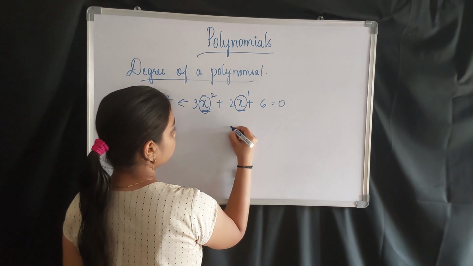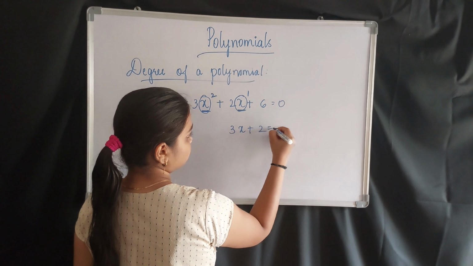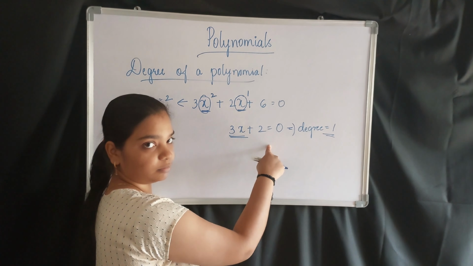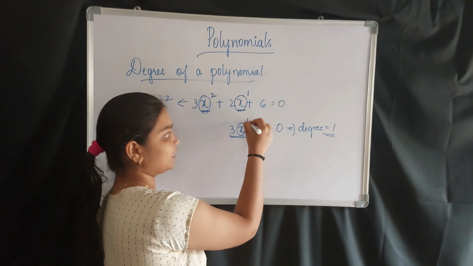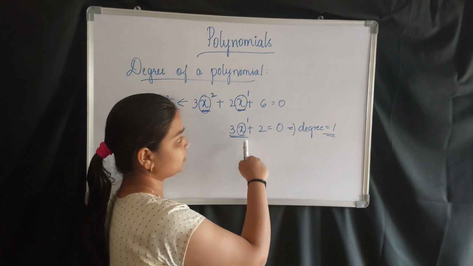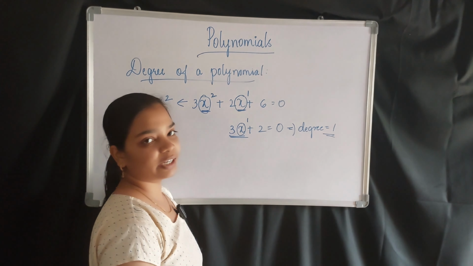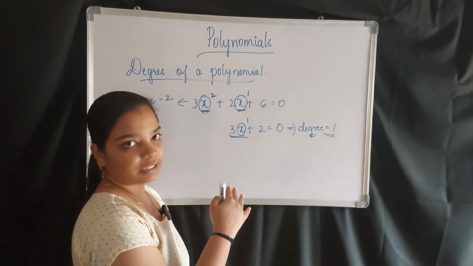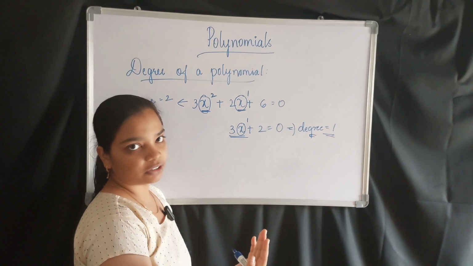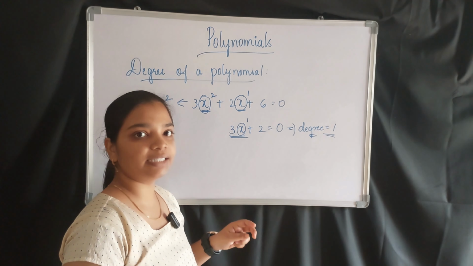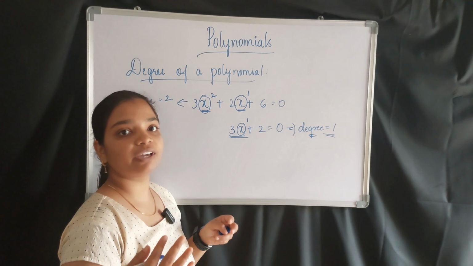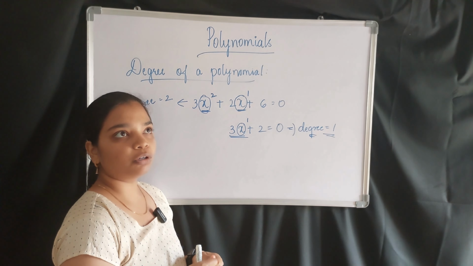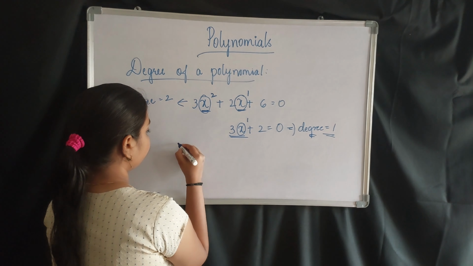Suppose we have 3x plus 2 is equal to 0. In our next example, we have 3x plus 2. We see that the variable x has the power 1. That means this is the highest degree for this equation or polynomial, and therefore the degree is 1. This is the way that we find the degree of the polynomial. It's basically the highest power of the variable available in the polynomial. Next we move on to, okay, let's see another example.